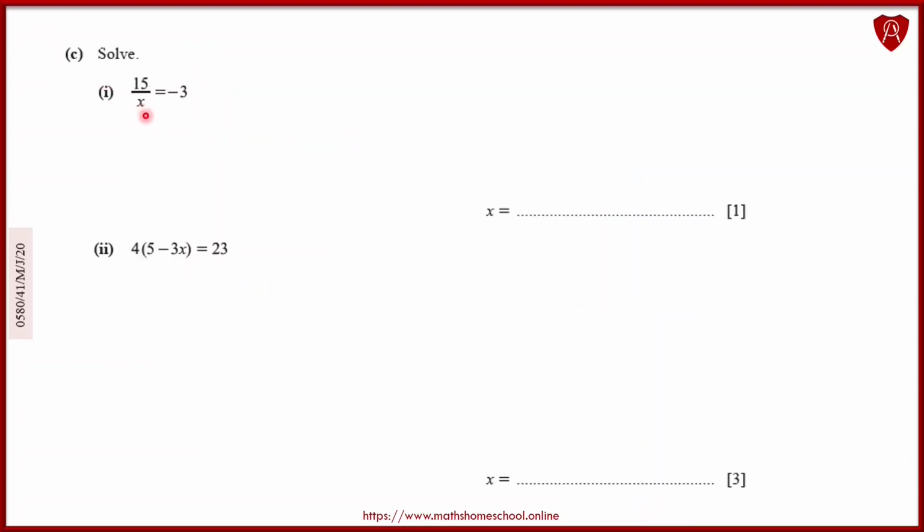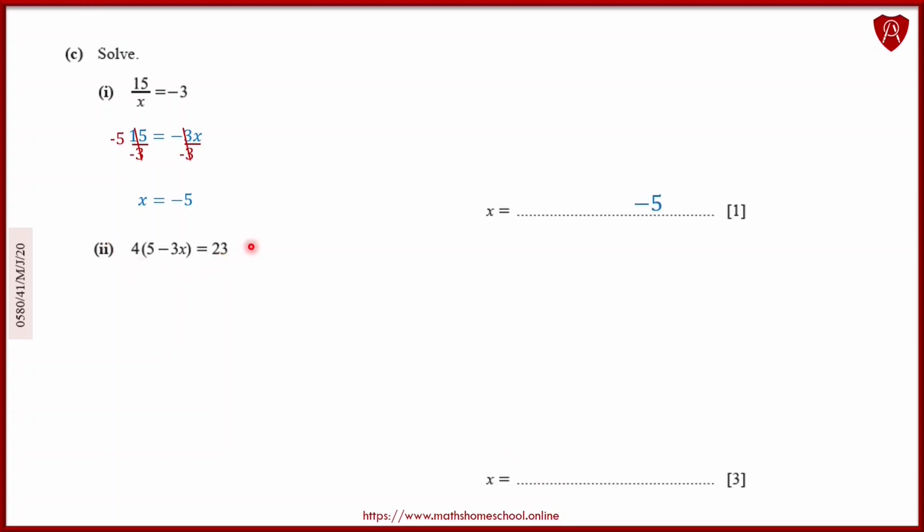Solve. 15 over x equals negative 3. Multiply both sides by x and we get that horizontal equation. Divide both sides by negative 3 so that the left hand side becomes negative 5, and on the right we only have x. The answer is negative 5.